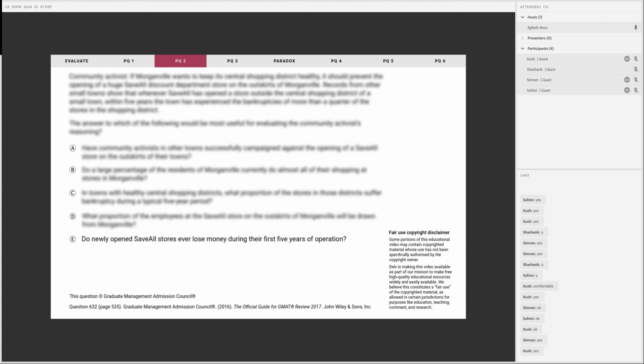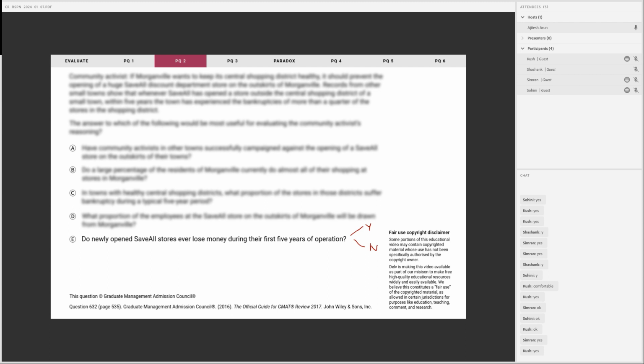And E. Do newly opened Save All stores ever lose money during the first 5 years of operation? Whether these guys lose money or not, again, that doesn't help you understand the impact that Save All will have on the central shopping district. So whether you get a yes answer to this or a no answer, do they lose money, do they not lose money, it won't help you understand whether the central shopping district is going to be hurt by the opening of the Save All. Awesome.